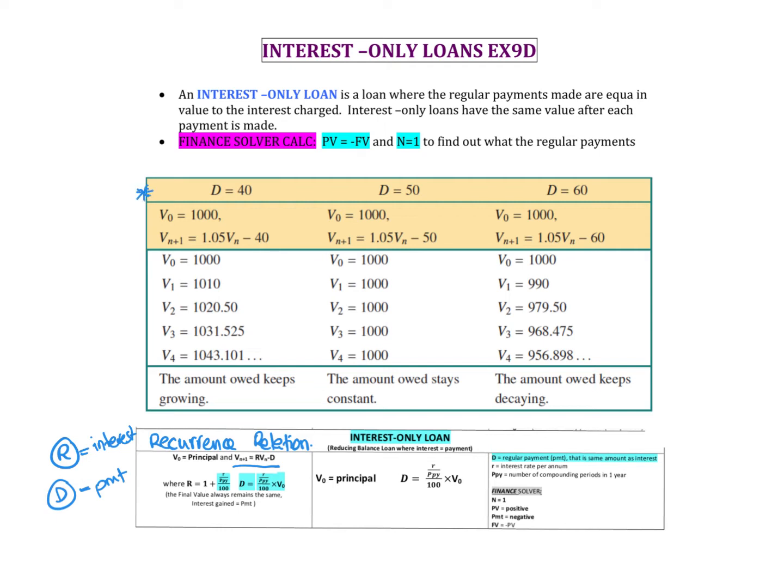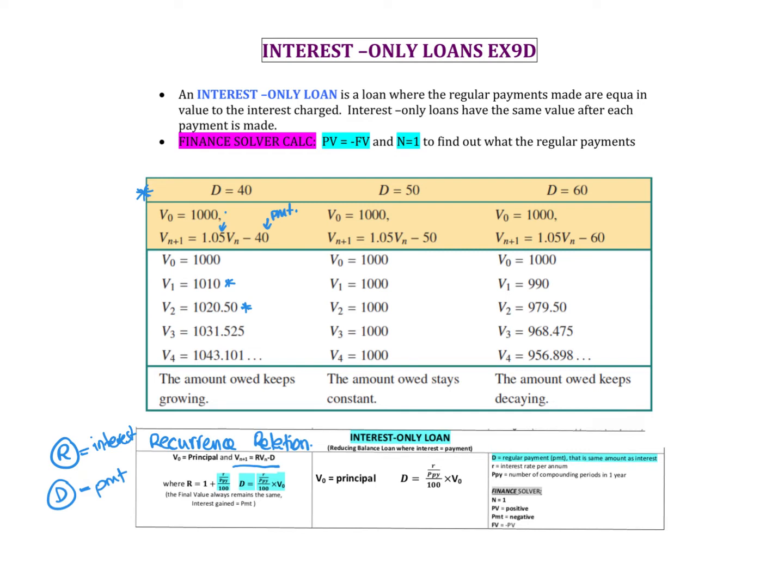If you look up here, we've got a scenario. Say you borrowed $1,000, and here is the interest that's getting charged. It's getting charged 5% every period, but then you're making this payment of $40. But if you look at it, the value of the loan after every payment is still increasing. So this is not an interest-only loan. This is when your payment isn't enough to even cover the interest, so the loan is still growing.